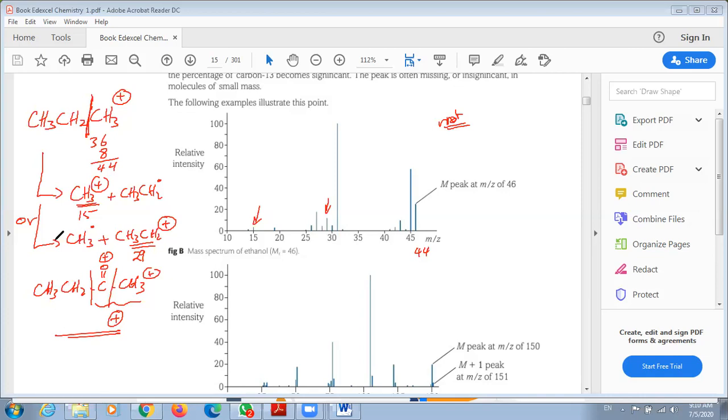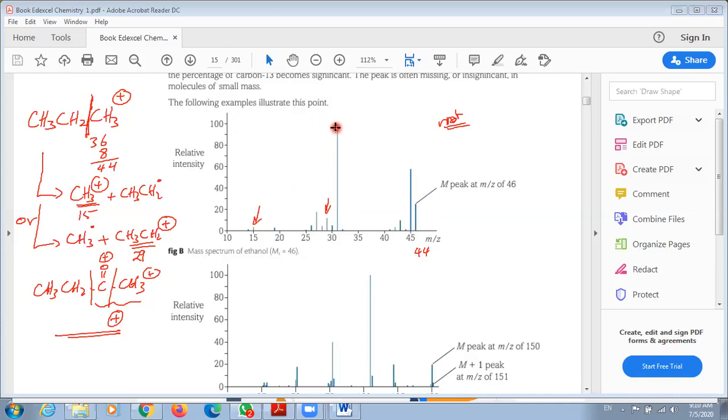And as I told you, this is called the base peak. It means it's the highest peak in the spectrum. And of course, this highest peak corresponds to the most stable positive ions that can be formed.